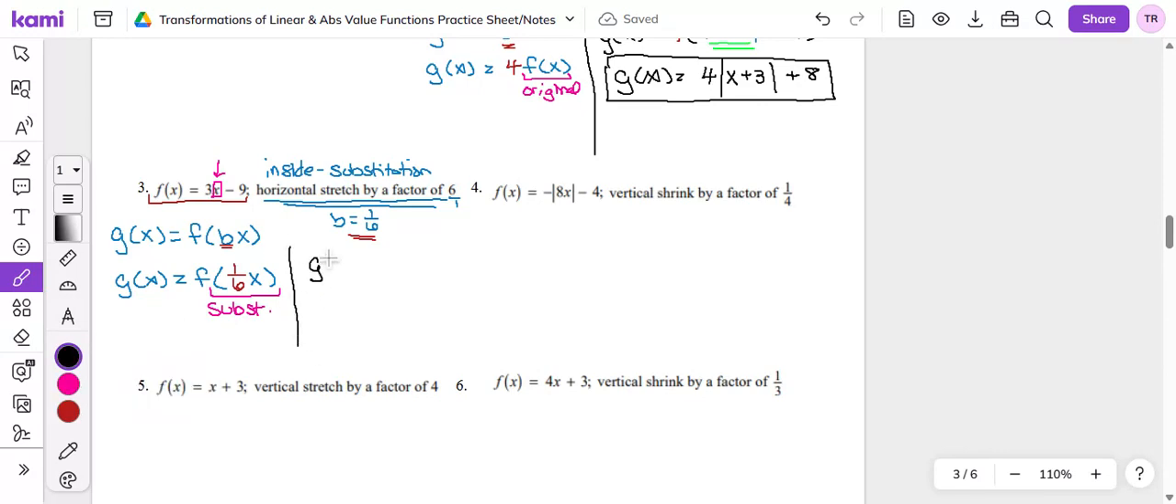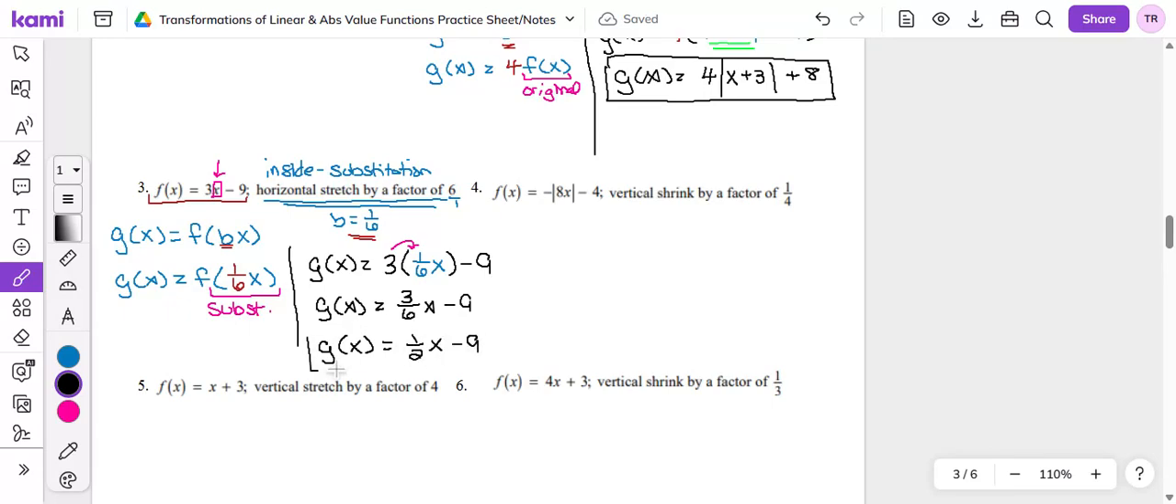So g of x equals 3. I hit the x. I'm going to replace it with that 1 over 6 x. And then I continue on with the rest of the problem. Close it, and then there's a -9 there. Then I just clean it up. What can I do? Well, 3 times 1/6 x gets us 3 over 6 x, minus 9. You could technically leave it like that, but 3 over 6 is 1/2. So I'm just going to simplify that out.